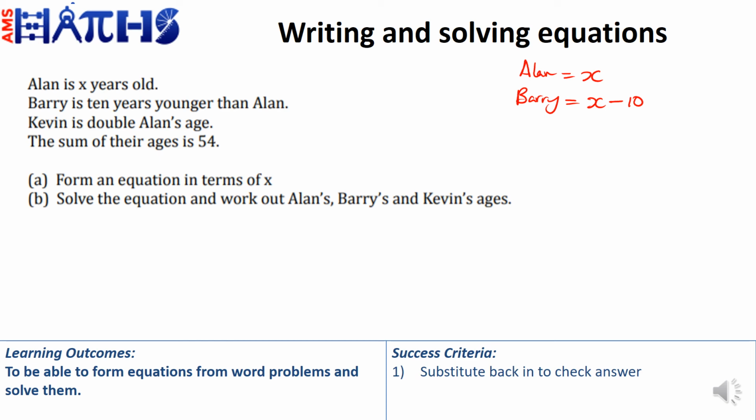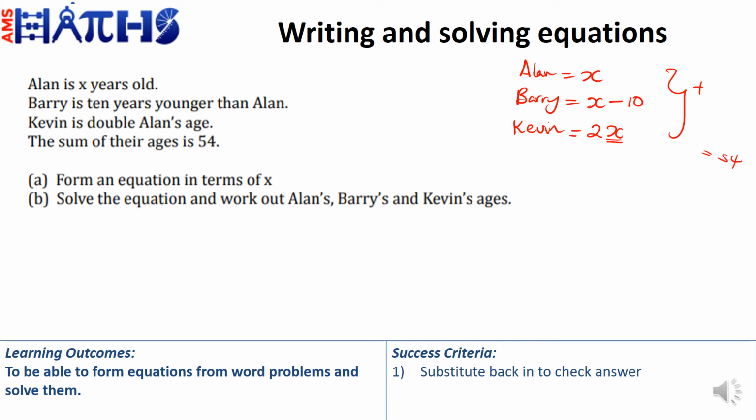And then it says Kevin is double Alan's age. So Kevin is twice Alan's age, so it's 2 times x. This is Alan's age, so doubling that gives us 2x, which is Kevin's age. It says the sum of their ages is 54, so when we add all 3 ages, we get 54.